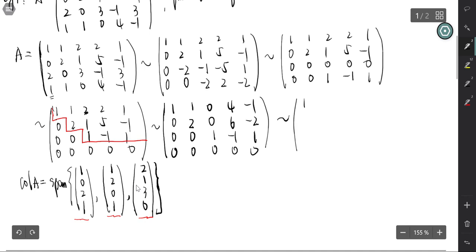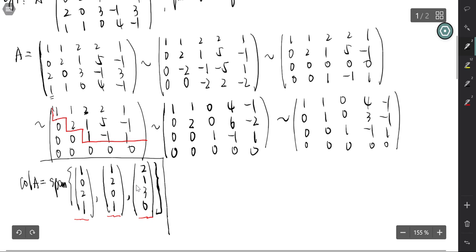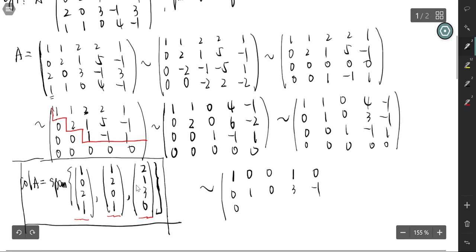And the second row is divided by 2, and it's 0, 1, 0, 3, -1, 0, 0, 1, -1, 1, and 0, 0, 0, 0, 0. Okay, we got the column space now, and we use the next step. The first row subtracts the second row. That's 1, 0, 0, 1, 0, and 0, 1, 0, 3, -1, 0, 0, 1, -1, 1. That's the reduced row echelon form.